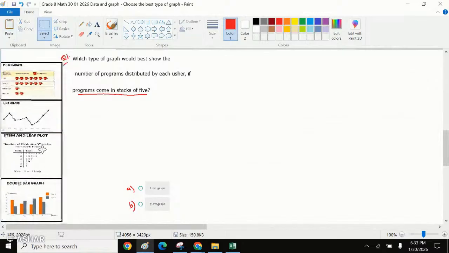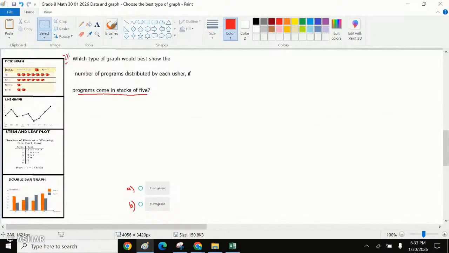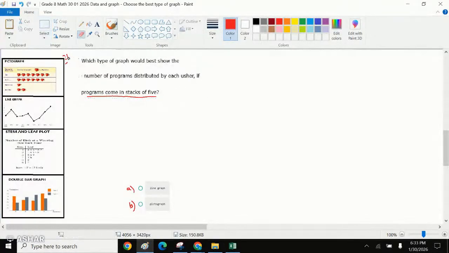If these were our reference diagrams and this was our question number 1, what can we say? Which diagram would best represent it? Can I have the answer? Let's see. The information given in this question is that the programs are coming in stacks. We just discussed that whenever we have a stack, we cannot use a line, and we cannot use stem and leaf. We are left with two options. We can use a pictograph or a double bar graph, because a double bar graph is also stacked. You see the bars. Bars will mean the values are stacked together. So which information, option A or option B?